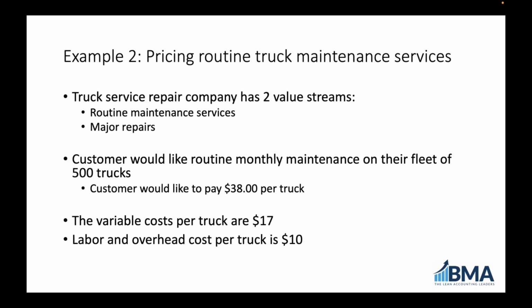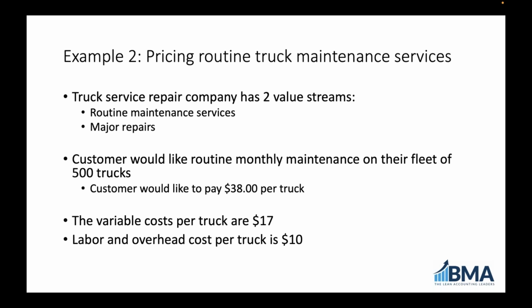Let's do one more example. This is a truck maintenance company. They have two value streams: routine maintenance services and major repairs. A customer comes to them and would like routine monthly maintenance on their fleet of 500 trucks. They will pay $38 per truck. Routine maintenance is things like simple oil changes and looking at the fluids. You're not doing any major repairs.